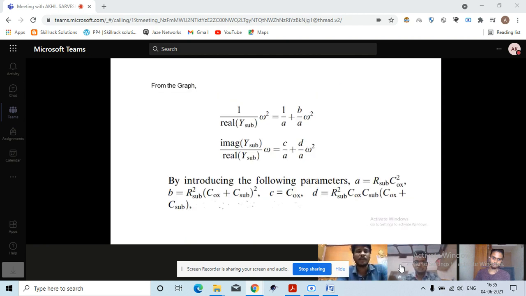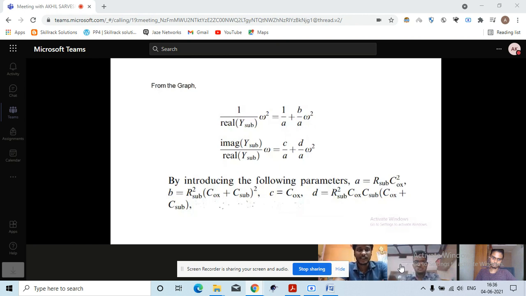Here we might have wondered why we found all those intercepts. Here is the explanation for that. The first graph we did for 1 by real values of the y parameters, which can be equated to 1 by a plus b by a times omega square. This is from a paper already published by Dr. Huang in 2005. In this formula, we can find that it is in the form y is equal to mx plus c.